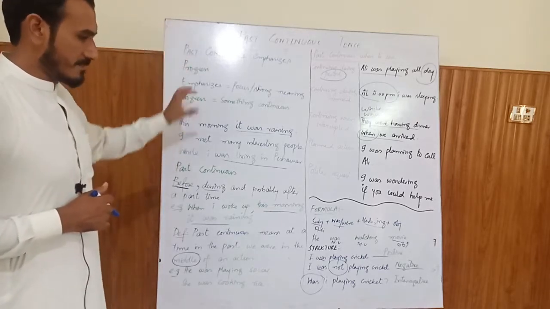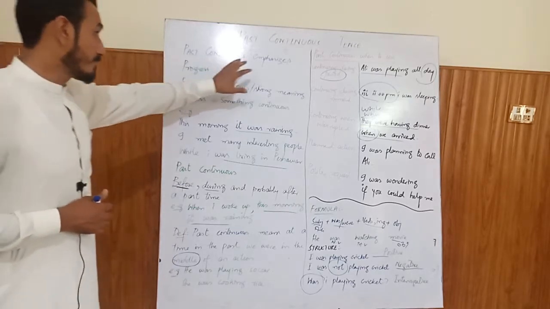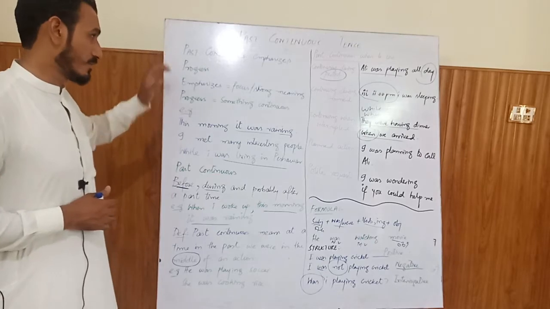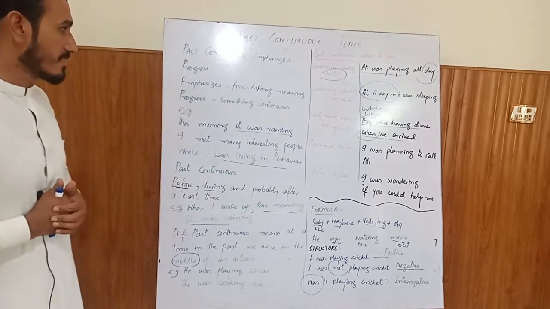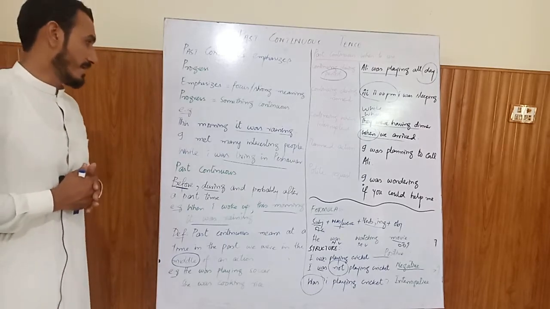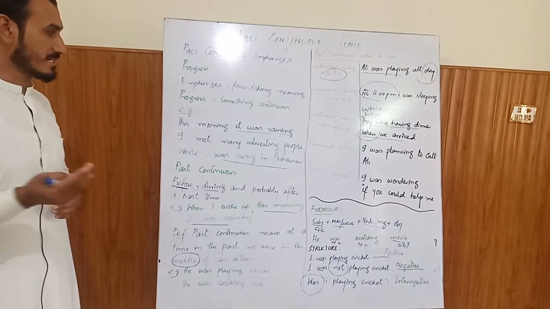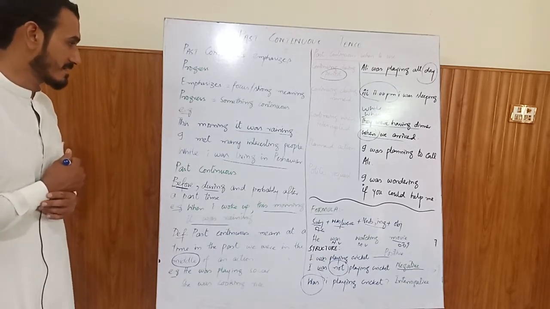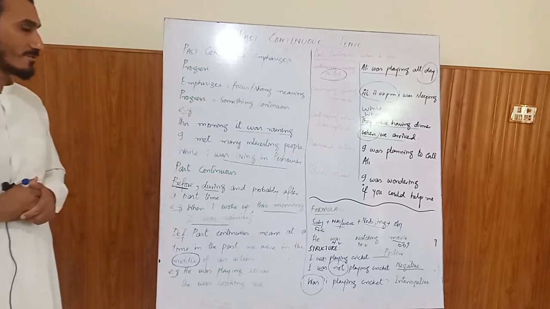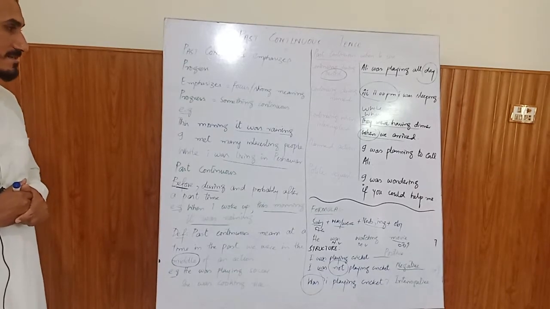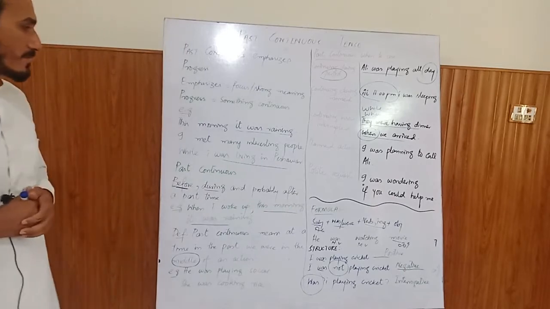Continuous, let me explain a little bit. Past continuous means we emphasize progress, those actions which are in progress. Emphasize, focus, strong meaning here means progress, something continuous. An example I gave you this morning: it was raining. It was raining. So something which is in continuous form, in progressive.